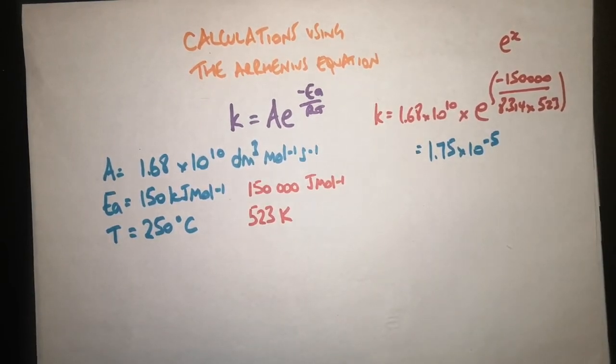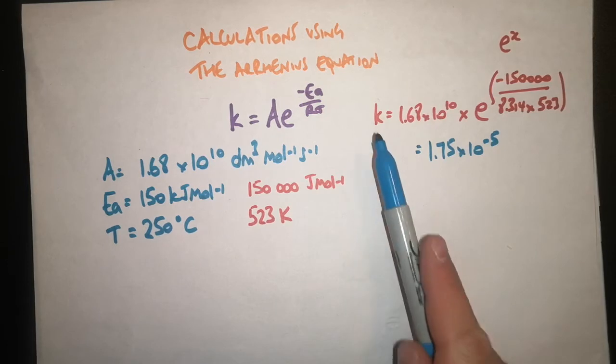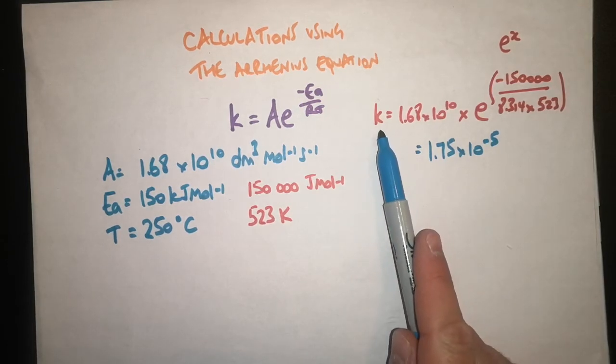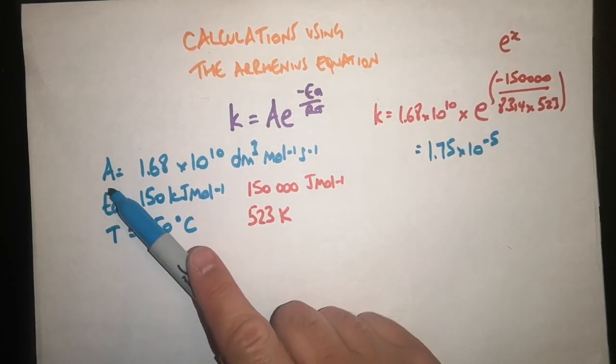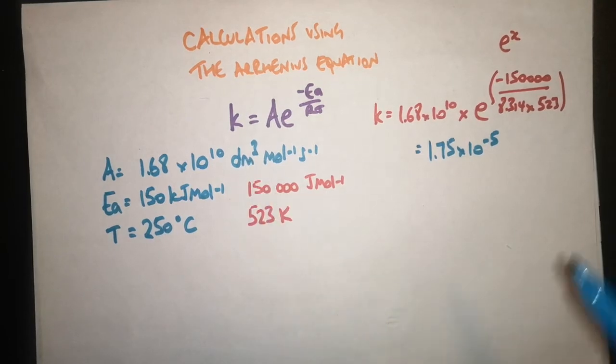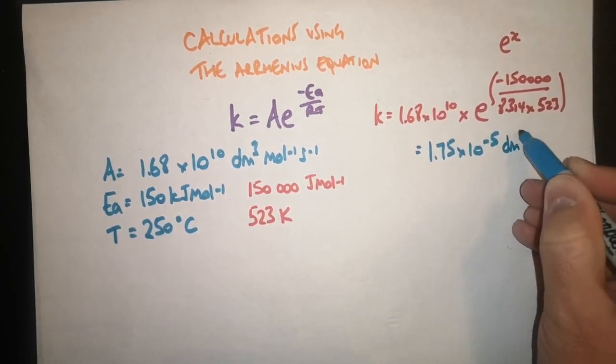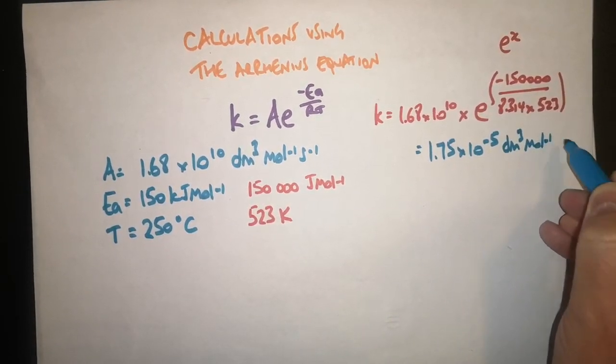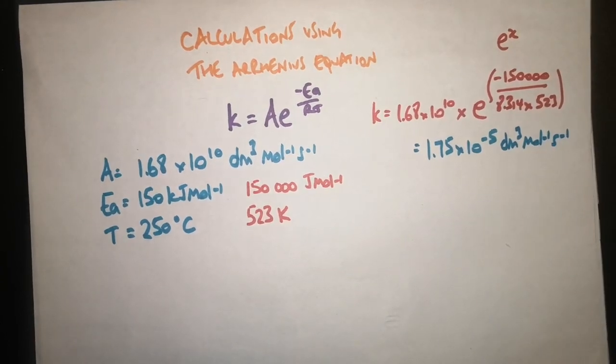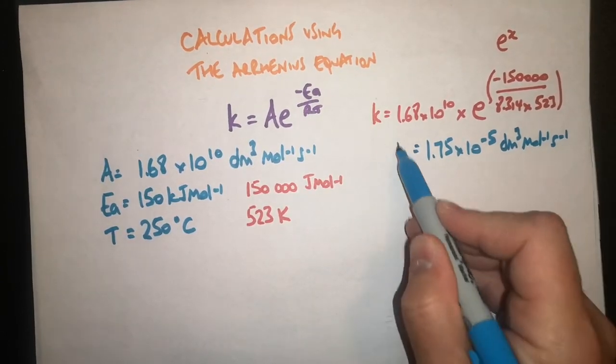Then it comes to the units. Well, in the previous video we said that the units of k are the same as the units of A. So dm3 mol^-1 s^-1. And that would be the value of the rate constant.